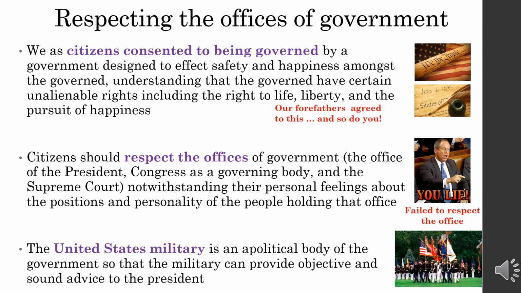Finally, the United States military is an apolitical body of the government, which means it's not involved in American politics, so that the military can provide objective and sound advice to the president. That's not the way it is in some other countries. In some countries, the government is run by the military. Not here. In the United States, the military stays out of politics, so that when it's time to tell the president what needs to be done militarily, the military tells the president what to do in the best interests of the country, not in the best interests of the president. That's it for this lecture, and I look forward to seeing you in class.